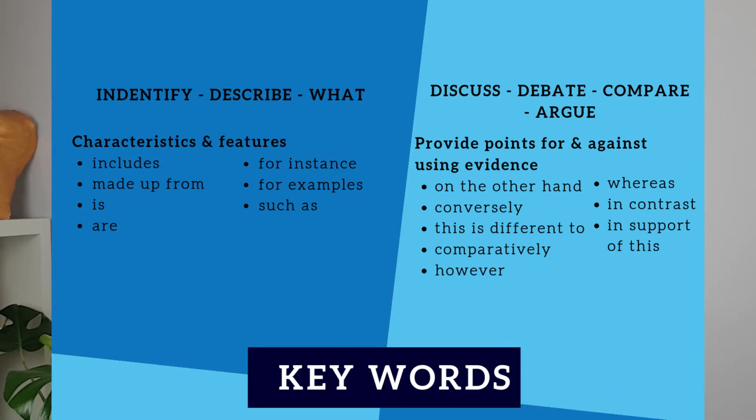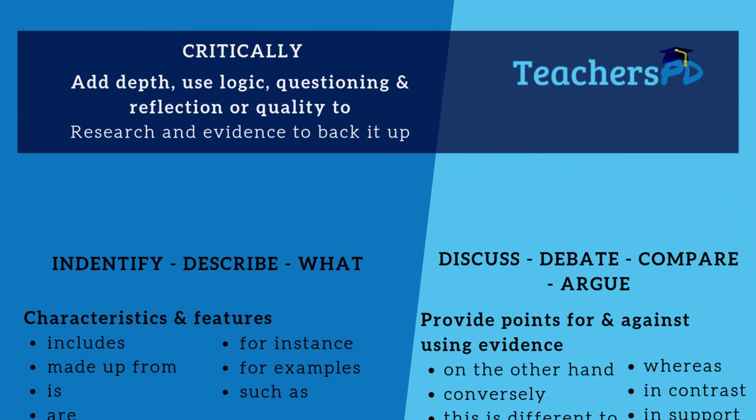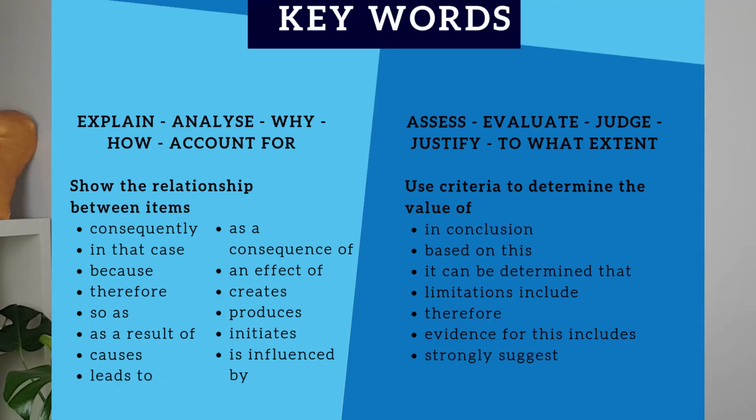You then go to the right, we have discuss, debate, compare, and argue, which are all again very similar, because this is about providing points for and against, or comparing things, just having those 2 different sides that are being joined. If we go down, we have explain, analyze, why, and how all together there, because here we're talking about how things actually relate to each other, whether it's a cause and effect or some other type of relationship. It's still a relationship-based answer that your students need to provide.